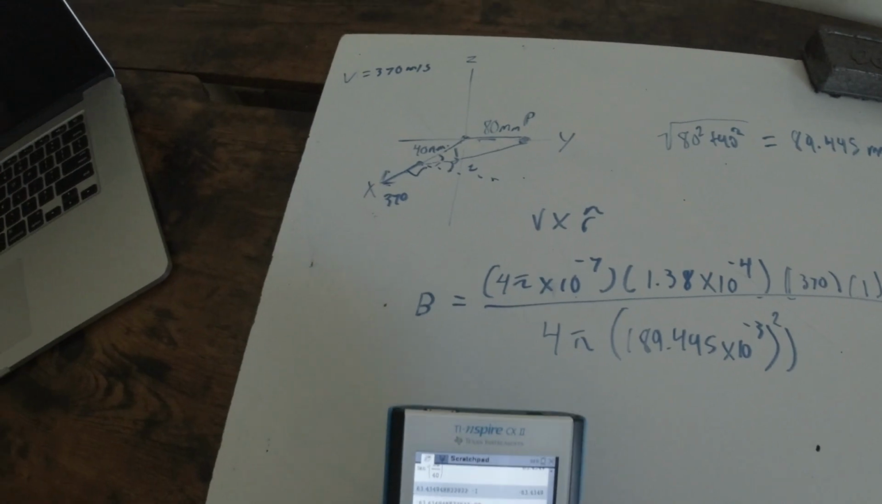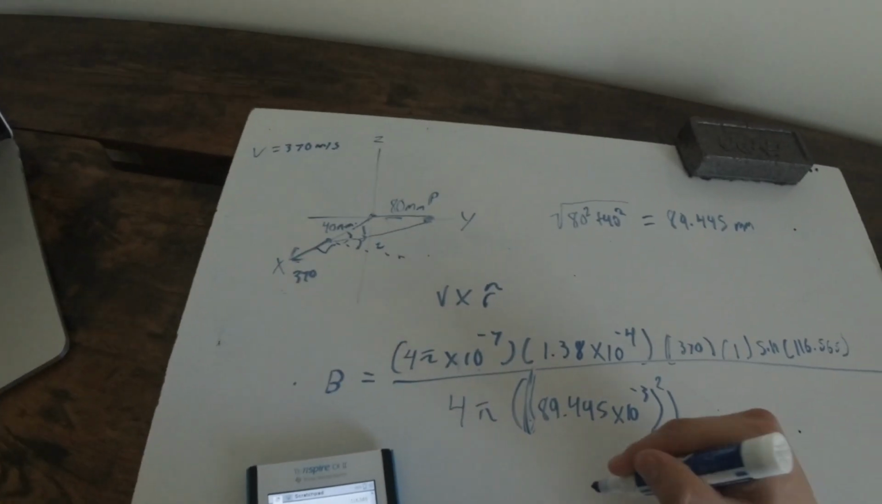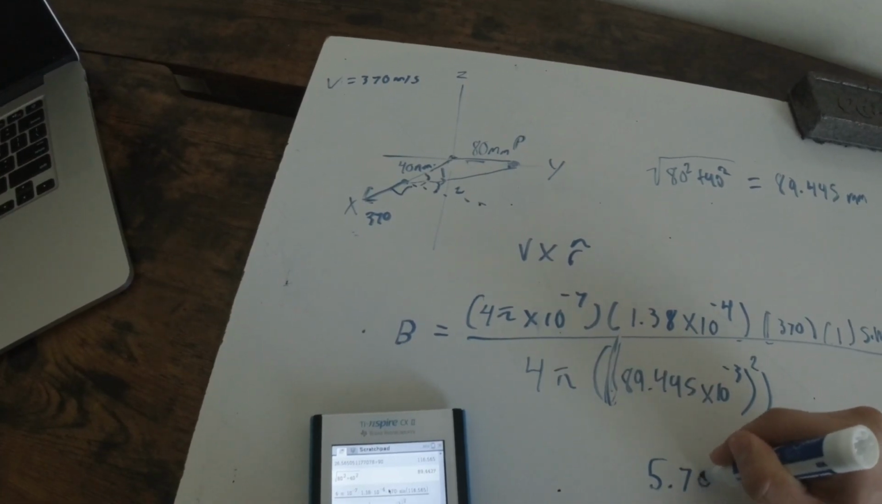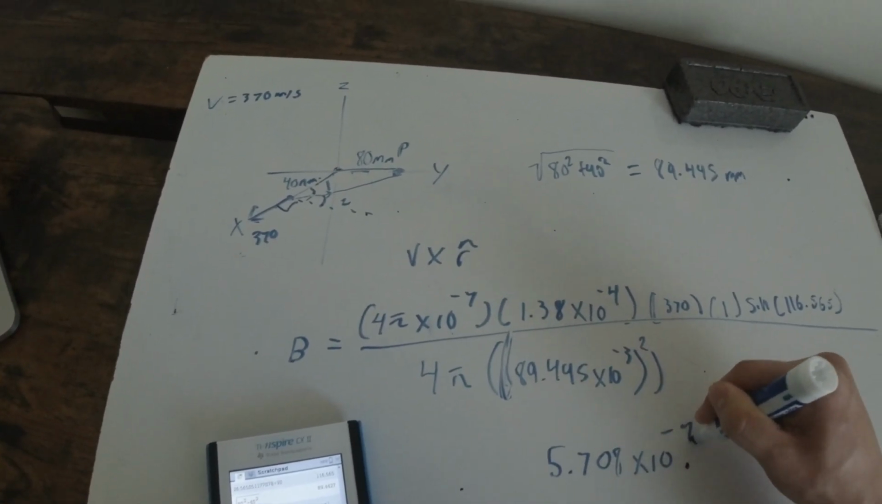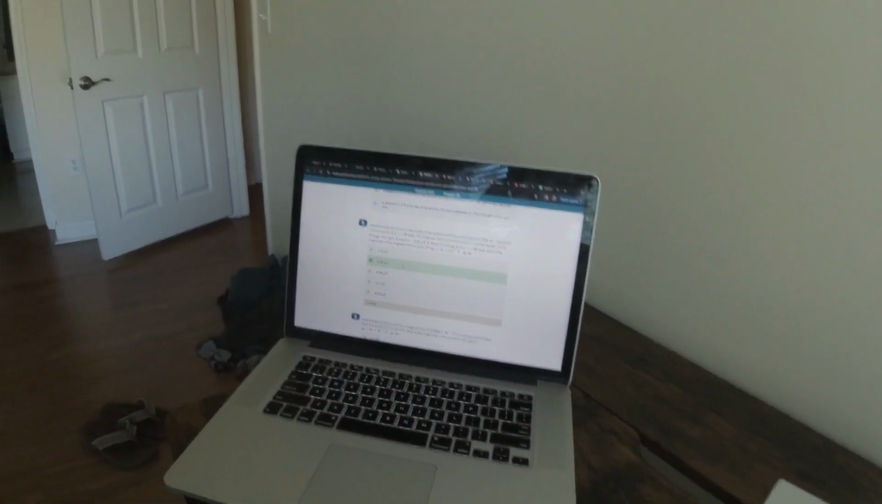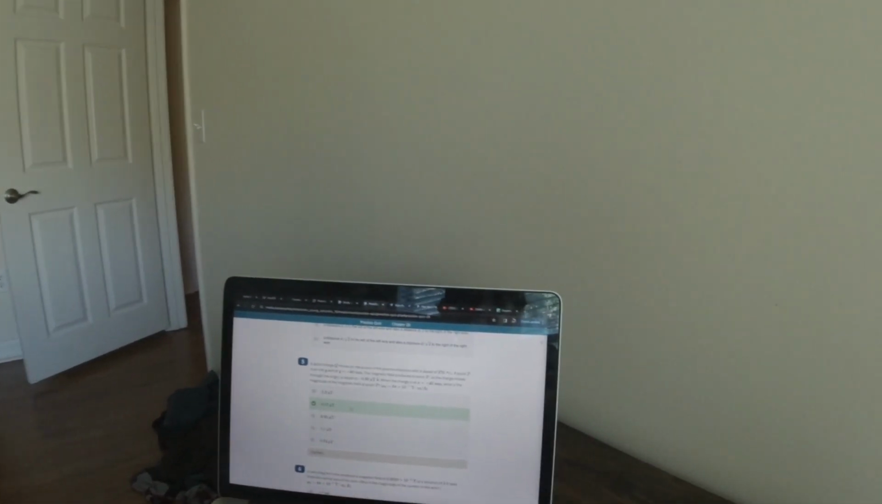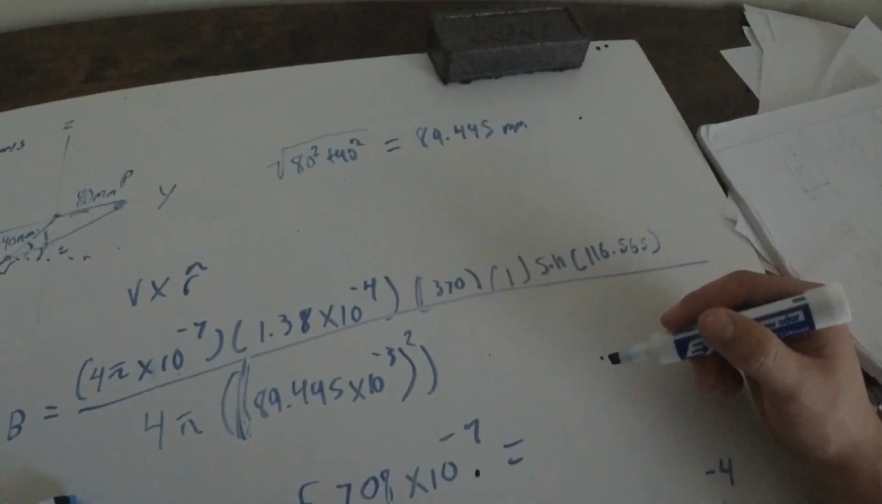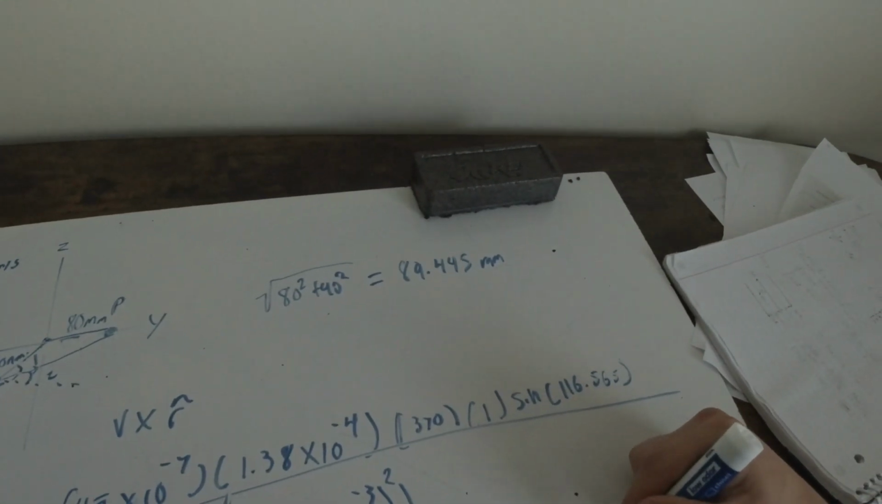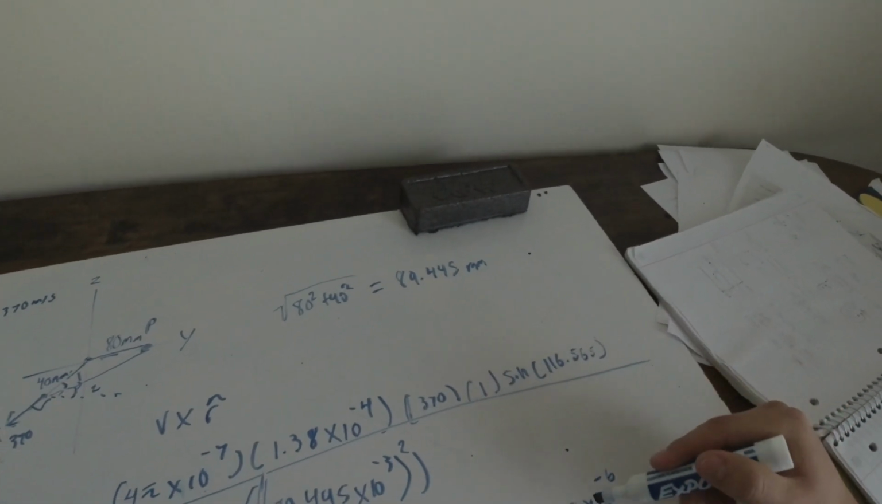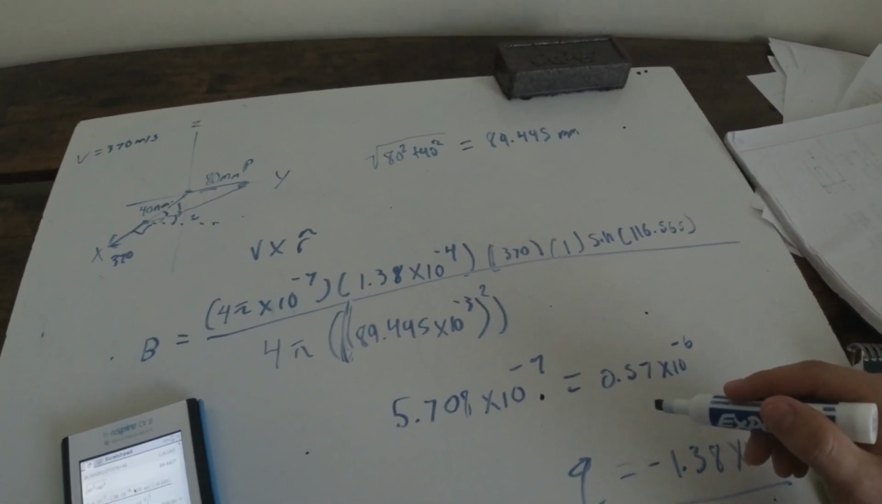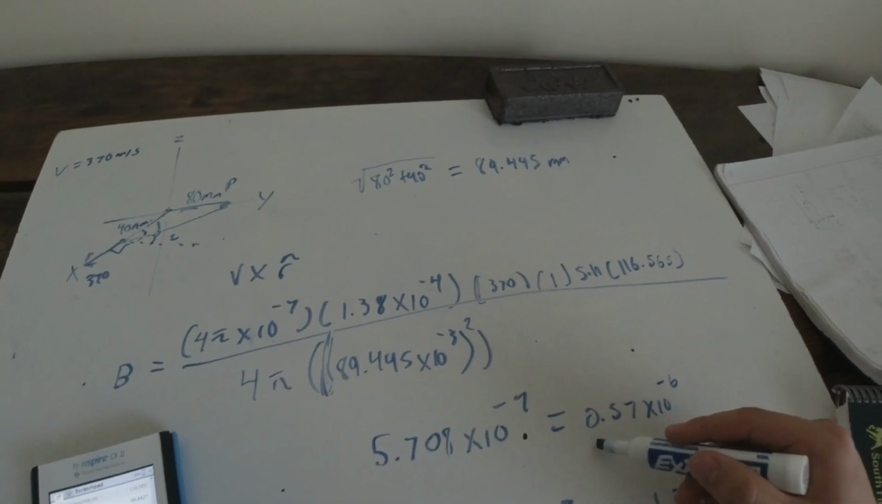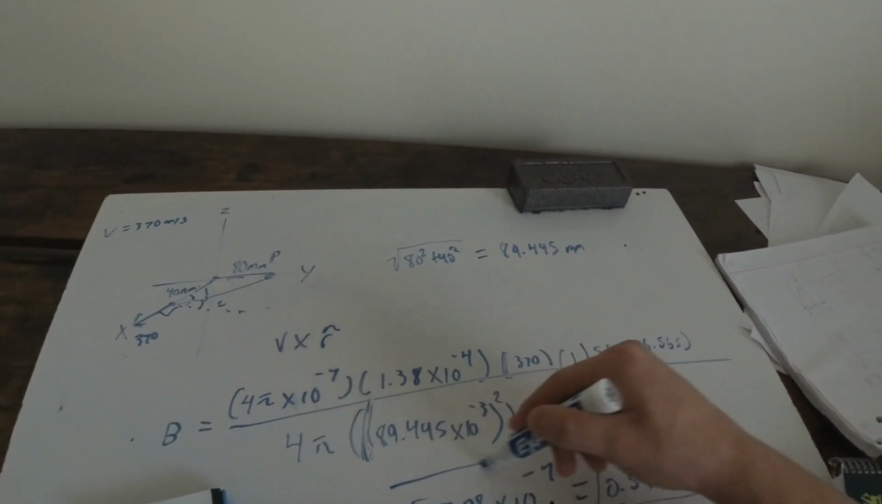So we're going to plug this into our calculator. That gives us our answer of 5.708 times 10 to the -7. I saw here it didn't give that option. It gives micro, which is basically the same thing. This is equivalent to 0.57 times 10 to the -6. So that's the option I gave in the problem. So this is your answer.